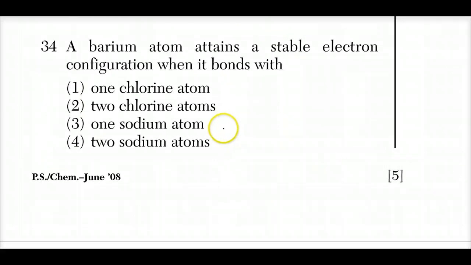All right, moving forward, number 34. A barium atom attains a stable electron configuration when it bonds. Well, barium is a metal. It's also a group 2 metal like we've been talking about with other problems. Barium has 2 valence electrons, so it loves to lose 2 electrons. Let's go to the periodic table to show you that.